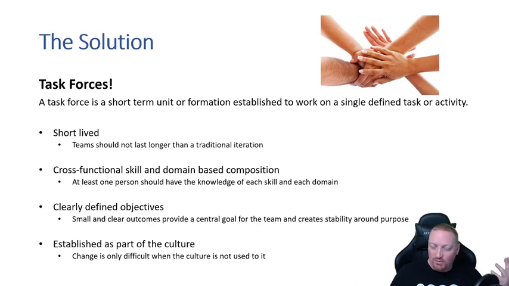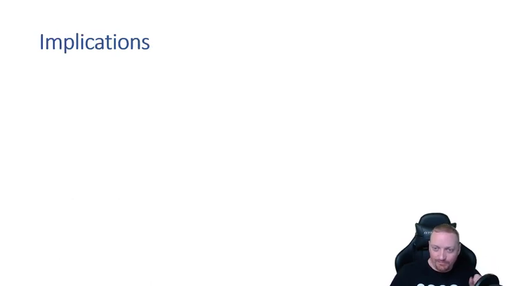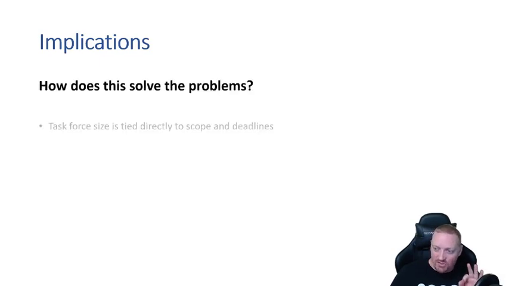And so it's really important that you establish this as the way that the entire organization operates across all of the different development spectrum, right? Across all the domain stuff, for all the teams, all the projects that are in operation. This is the way that we do it, okay? So what are the implications of switching over to a task force-based solution, a task force-based organization? How does this solve the problems?